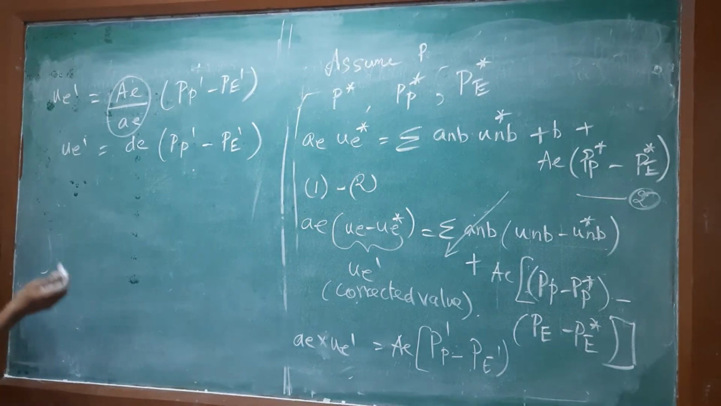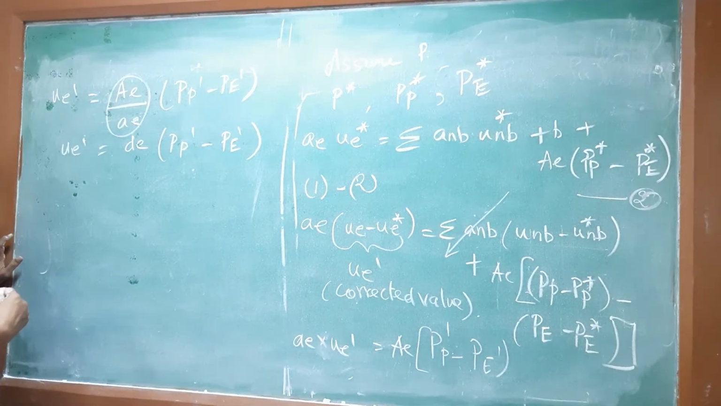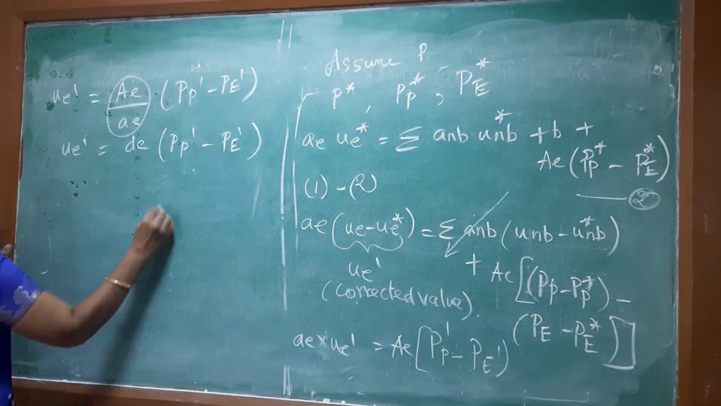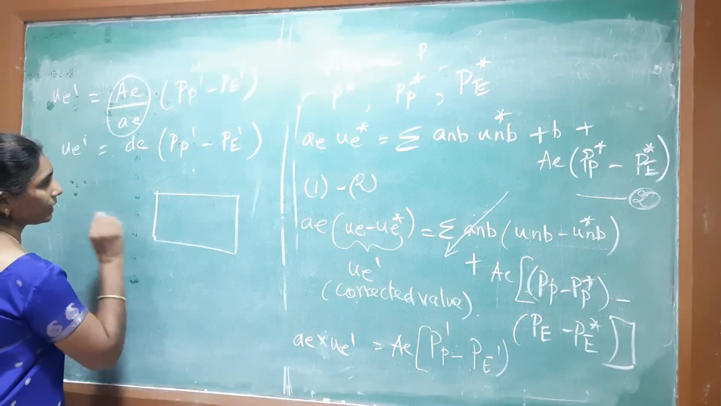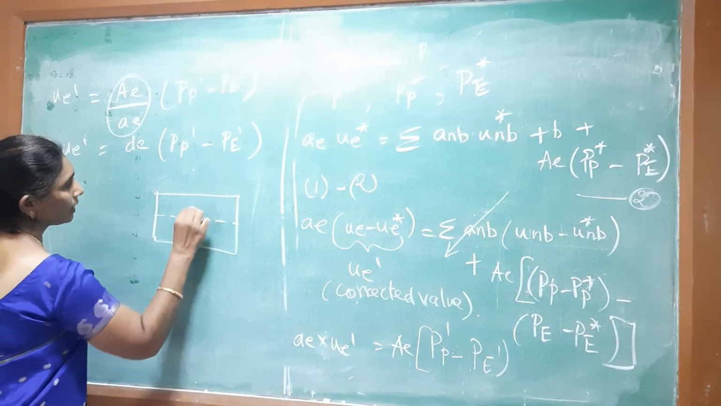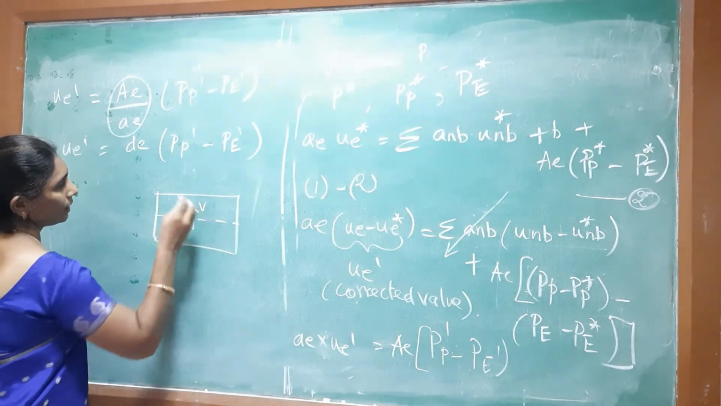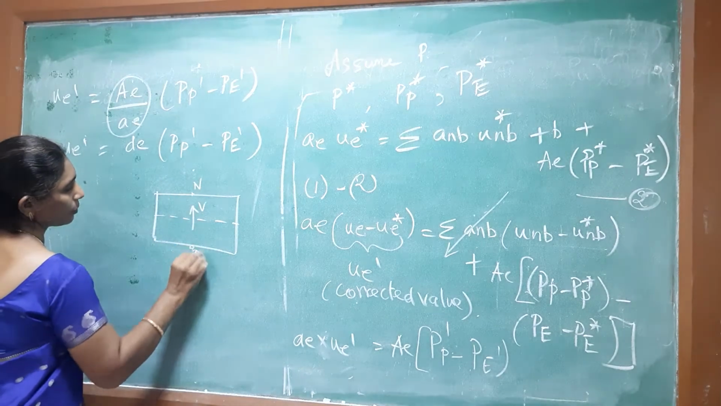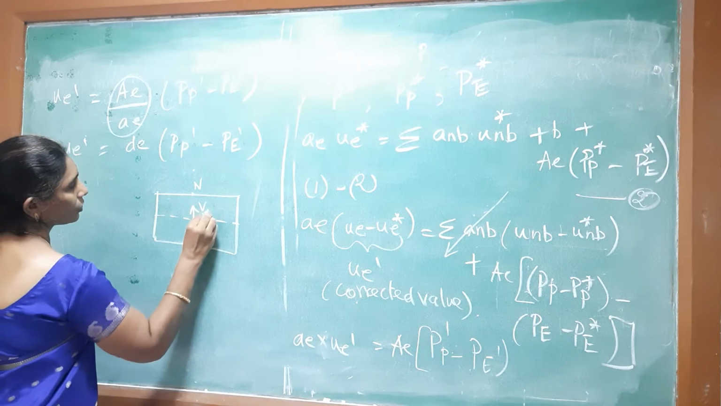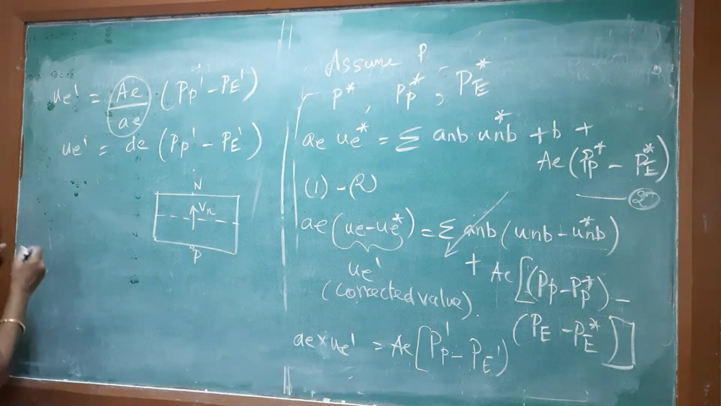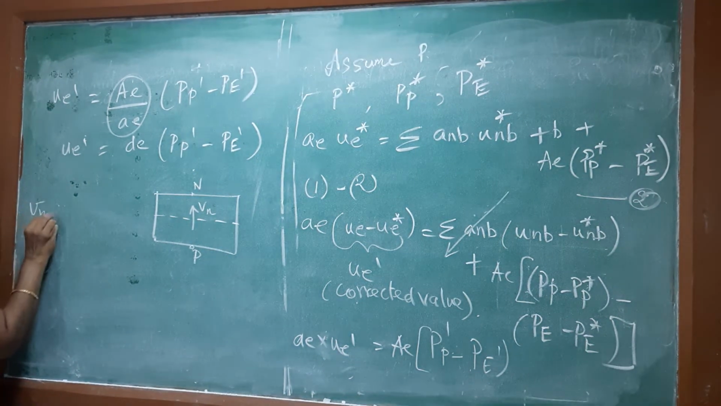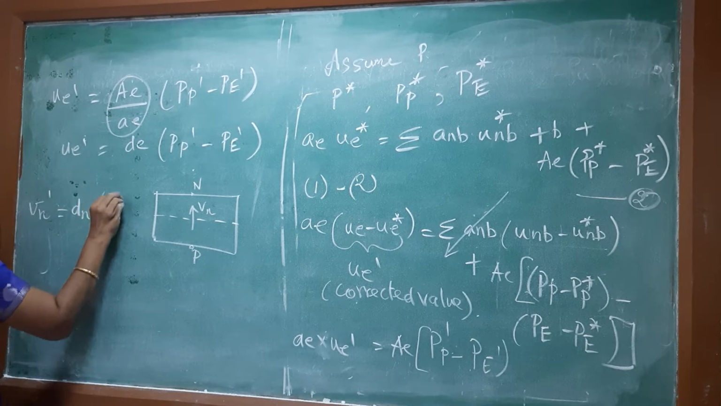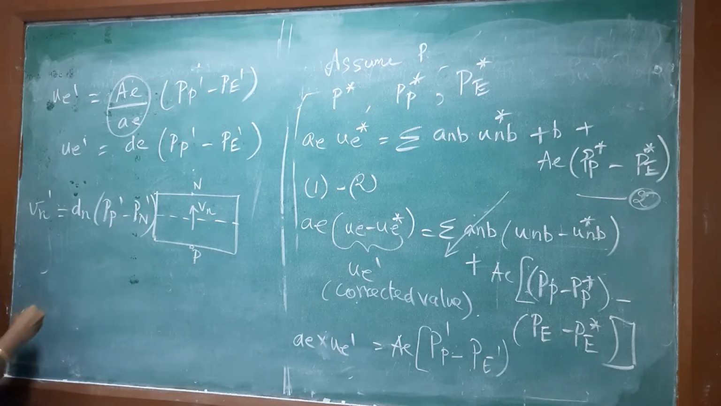Similarly, I can write for V as well as W, that is velocity in the Y direction and velocity in the Z direction. So the control volume for that case will be, this is the velocity, this is north and this is point P, right? So velocity, I am writing it as Vn. So it will be Vn dash equals Dn into PP dash minus Pn dash, right?